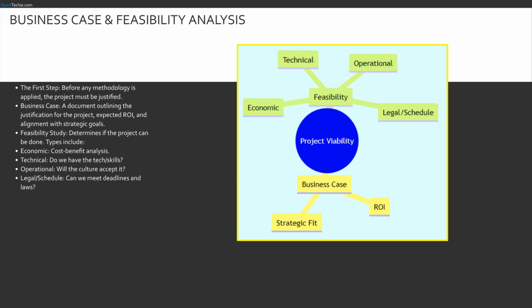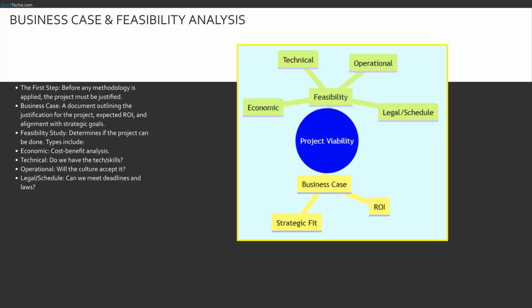We look at economic feasibility. Can we afford it? Technical feasibility. Does the technology exist? Operational feasibility. Will the staff actually use it? And legal feasibility. As auditors, we review these documents first. If a project proceeds without a solid business case, it is a failure of governance, regardless of how good the code is. This mind map breaks down project viability.